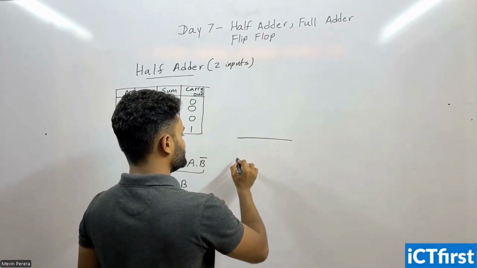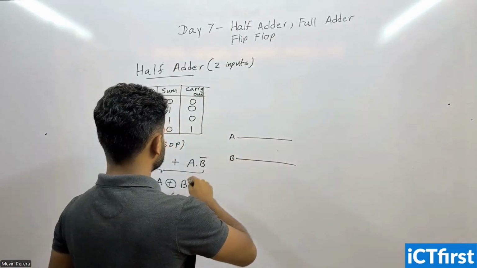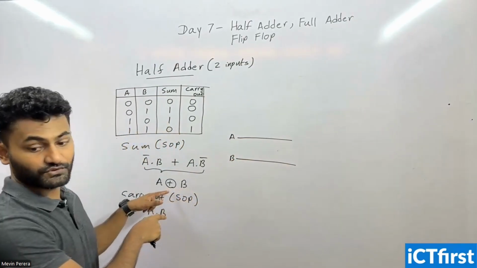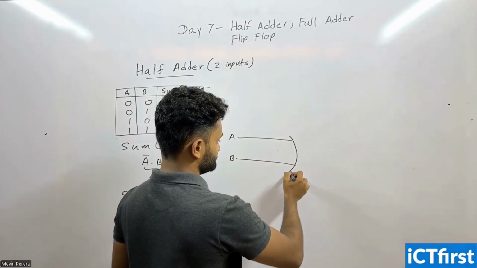Now, when we are drawing the circuit, students, the sum is going through an XOR gate.